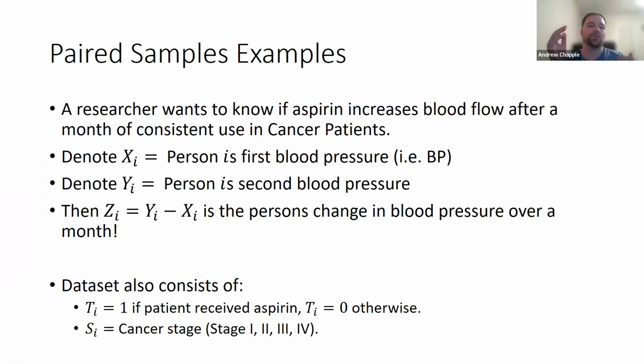Again, maybe a researcher wants to know if aspirin increases blood flow after consistent use for cancer. Maybe X_i is a person's blood pressure and Y_i is a person's second blood pressure. Then Z_i, which is equal to Y_i minus X_i, denotes the person's change in blood pressure over a month. This data set also consists of T_i, a treatment indicator, which could equal 1 if a person received aspirin, 0 otherwise, and also S_i, which is their cancer stage.